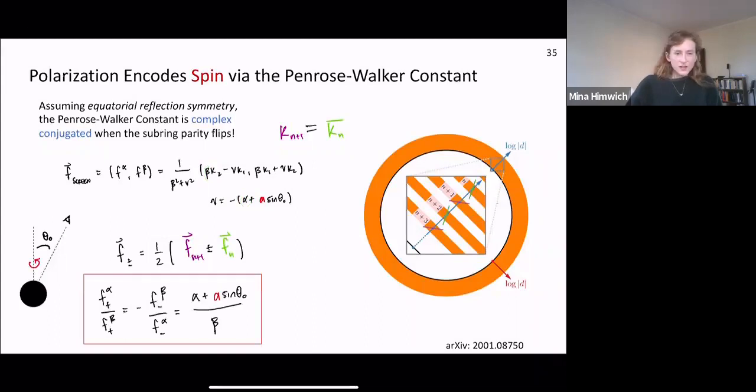In particular, if we take these sums and differences of the polarization in the n and the n+1 subring, and then take ratios of their components, we can solve directly for alpha plus A sine theta O over beta. Alpha and beta will be the position that we know, F plus and F minus will be the measured polarization, and that will allow us to solve for A, the spin times the sine of the observer angle. And if we can learn the observer angle from another method, like looking at the orientation of the jet, this could allow us to find the spin.